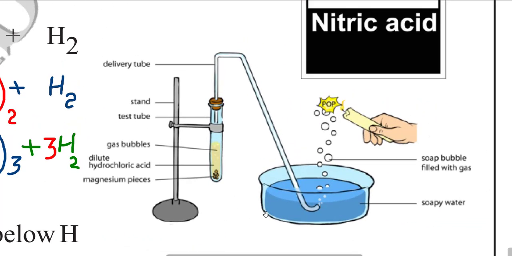Here. Now, in this setup, children, magnesium pieces are there, and dilute hydrochloric acid. In that case, gas bubbles are coming. There's the hydrogen gas. This test tube, the stand, and the delivery tube, children, is going to the water and coming up. That person is applying a candle here. Right? Soap bubbles filled with the gas because soap water is there.